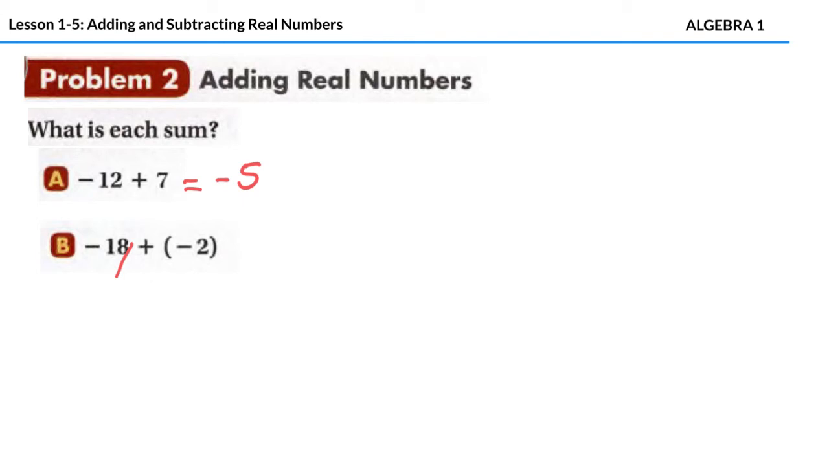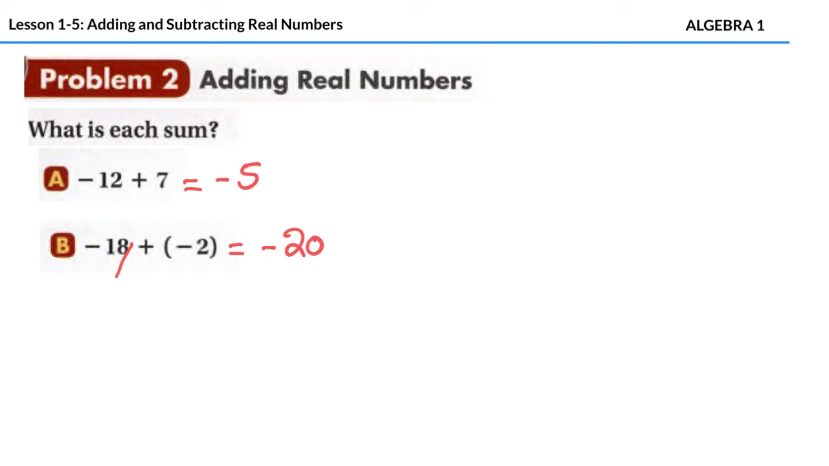Negative 18 plus negative 2. Now here, the two numbers added have the same sign. So what do you do? You take the absolute values of these and add them together. We have seen that. So the absolute value of negative 18 is 18 and the absolute value of negative 2 is 2. Add them together, 18 plus 2 is 20. But what will be the sign? It will be the same as the addends. Both are negatives, so it will be minus 20.